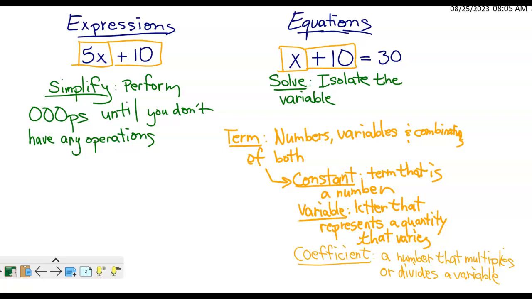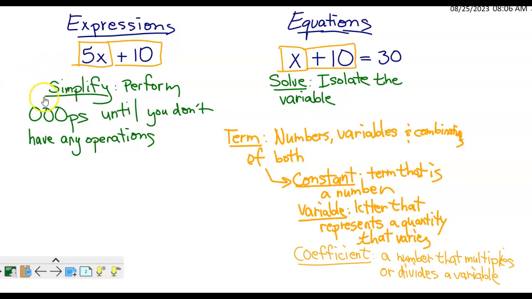In Algebra 1, we mostly deal with two types of mathematical structures. We deal with expressions and we deal with equations. And here is an example of both. And I hope that you notice that the biggest difference between the two is that an equation has an equal sign. All right? So that brings us to what can you do with each of these structures.